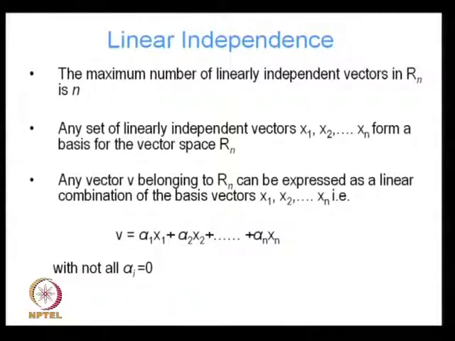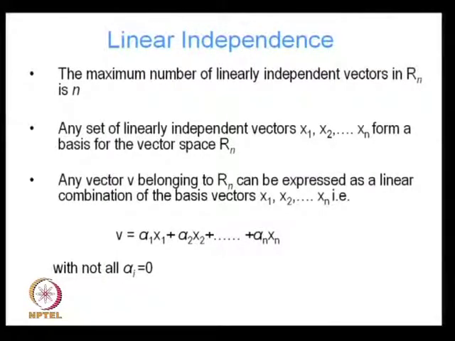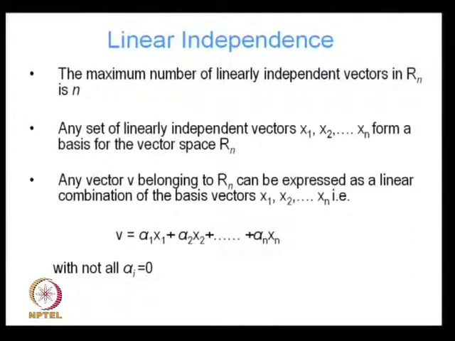The maximum number of linearly independent vectors in Rn is n. Any set of linearly independent vectors x1 through xn form a basis for the vector space Rn. Any vector v belonging to Rn can be expressed as a linear combination of the basis vectors. That is, if x1 through xn comprise a basis for the space Rn, any vector v can be represented as a linear combination of x1 through xn.